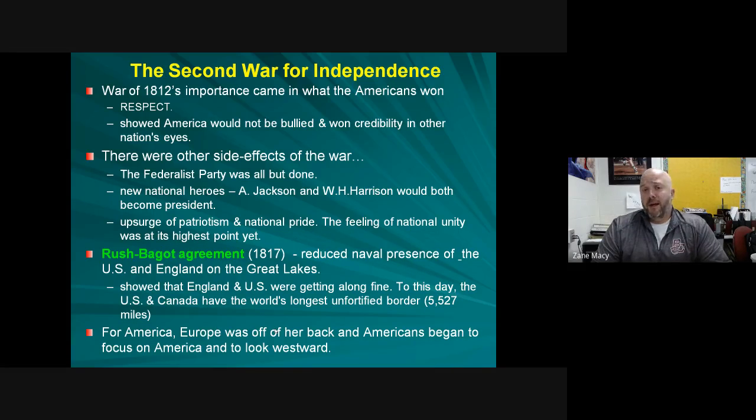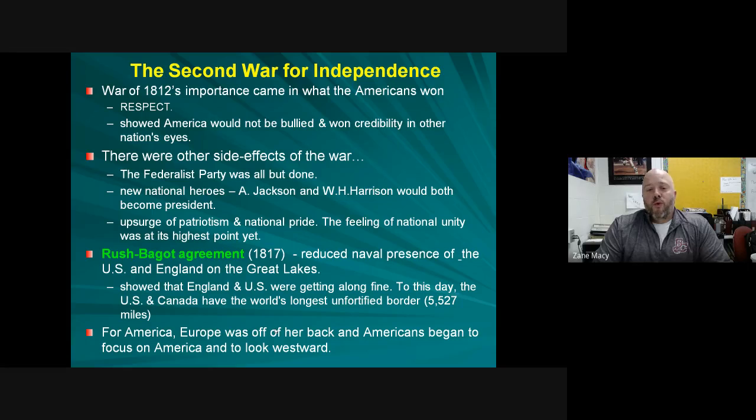We still had more land with the Louisiana Purchase or Louisiana Territory. We still had more land than we knew what to do with. We didn't need Canada. What we did need is respect from European nations so they didn't continue to test us and pick at us, especially along our frontier.